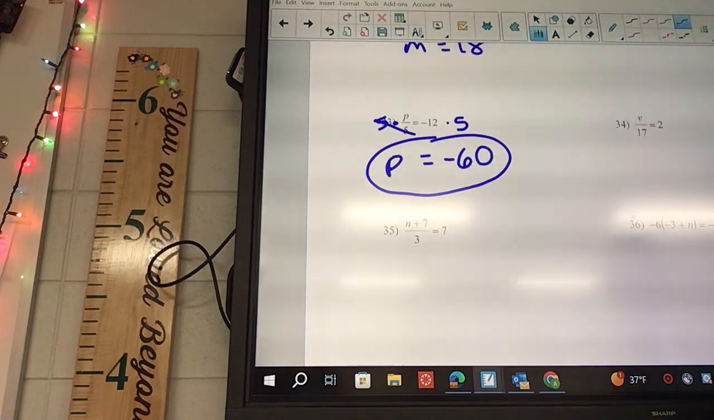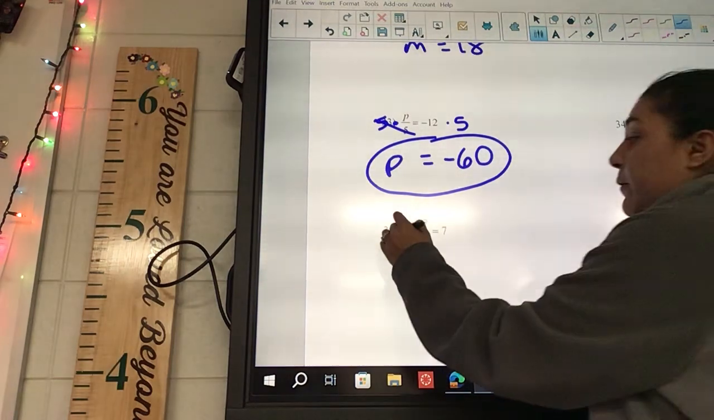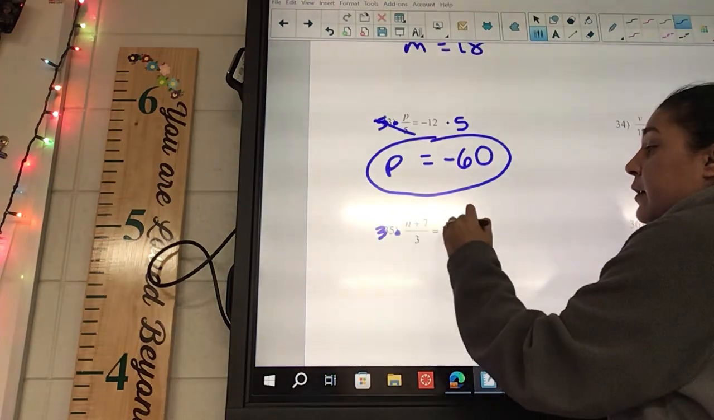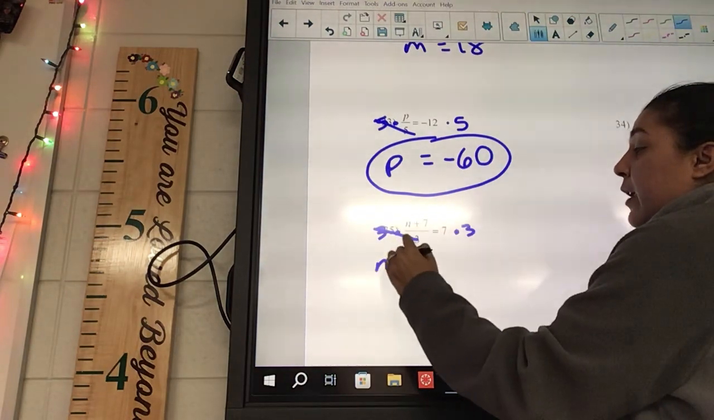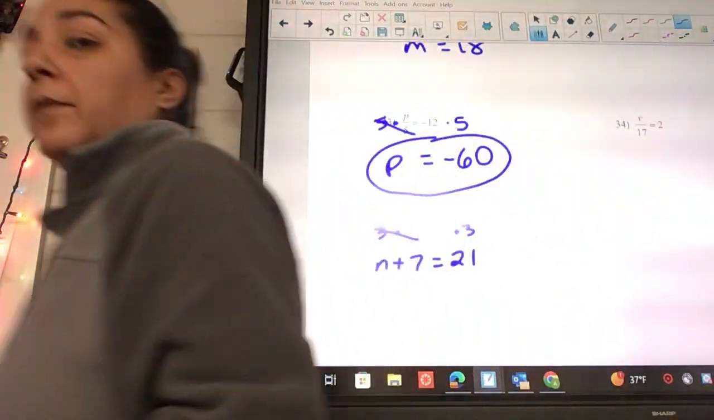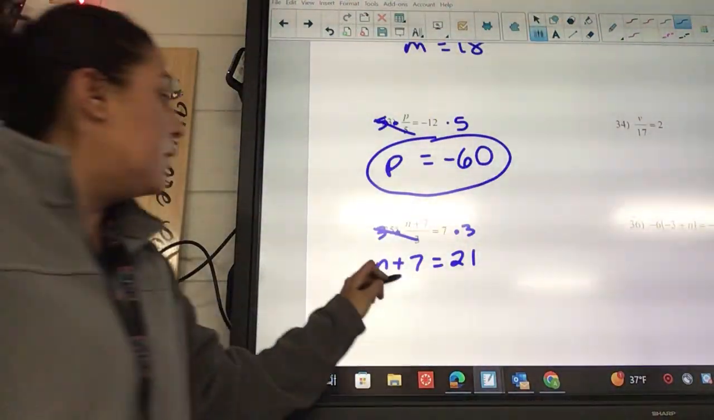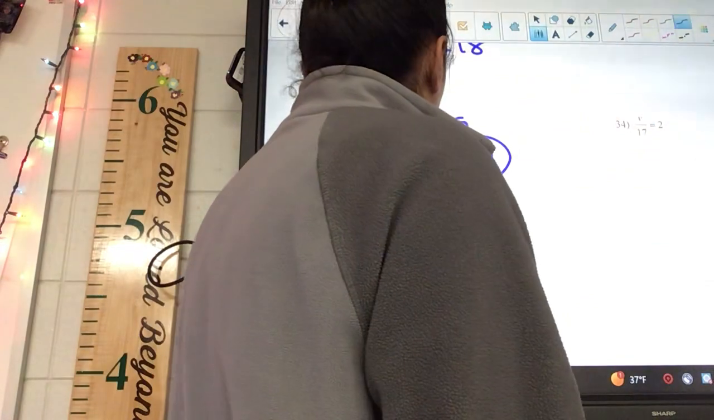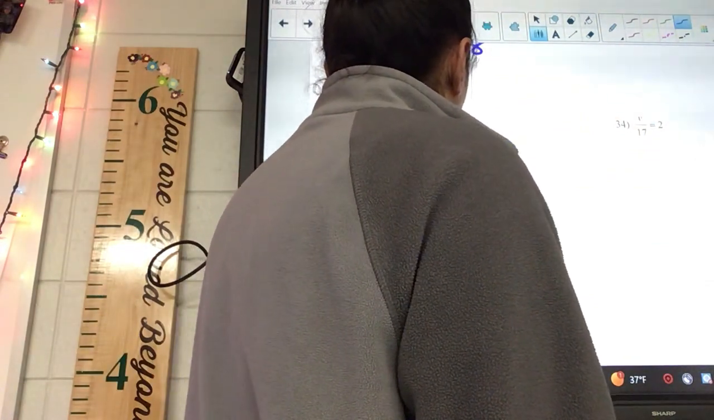Okay, 35. What's going to be my first step? Times 3. I got to get rid of the bottom first. Okay, so times 3 on both sides. So I got n plus 7 equals 21. Minus 7, 14.